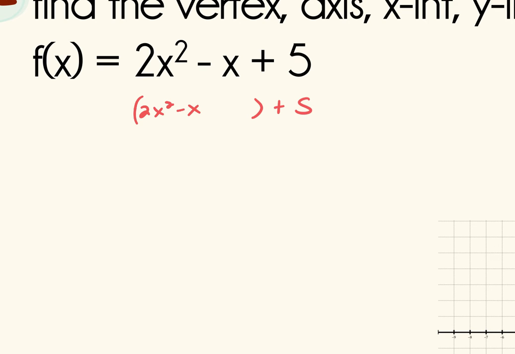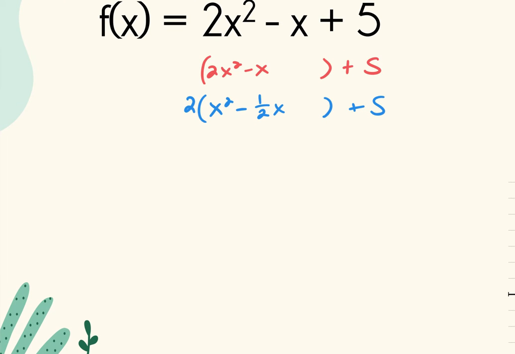and bump the 5 to the outside. I want to take the 2 out, and when you do, the x squared and the x are divided by it. You can leave that as a negative 1/2 or an x over 2. It doesn't matter, as long as I know that when I take that out, I'm going to do the 1/2 divided by 2 and square it. So 1/2 times 1/2, which is 1/4, and 1/4 squared is 1/16.